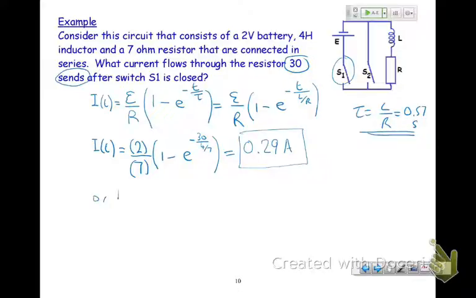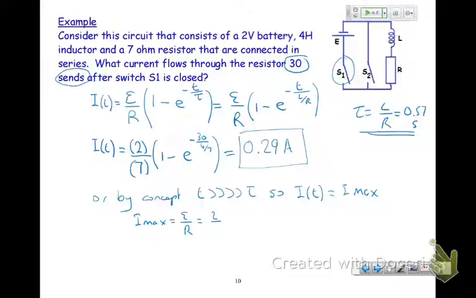Or by concept, t is very, very, very much greater than tau. So I at a given time equals I max. I max is equal to E over R, which equals 2 over 7, which equals 0.29 amps.